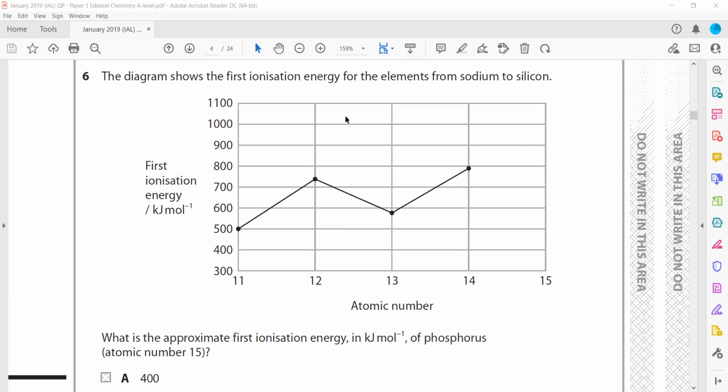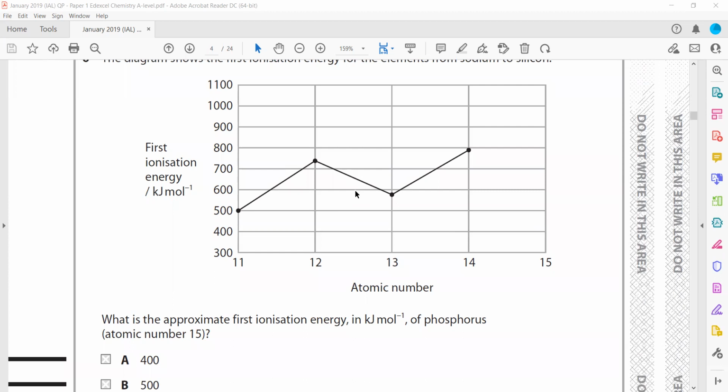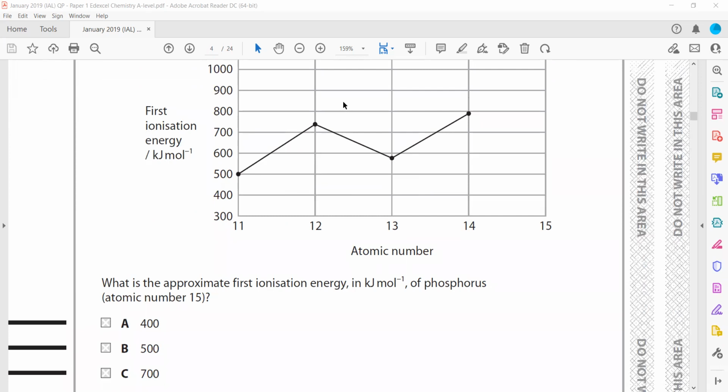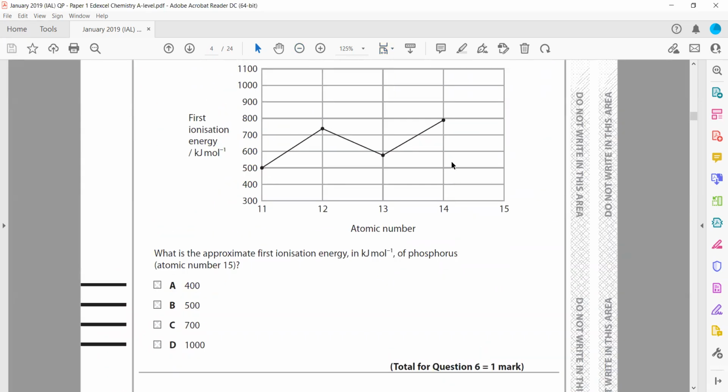The diagram shows the first ionization energies of the elements from sodium to silicon. What is the approximate first ionization energy of phosphorus, which has atomic number 15? Look, this is group 1, 11 is sodium, then group 2. When we move from group 2 to group 3, there will always be a drop. What is the reason for that? The orbital changes, so when the orbital changes, more shielding effect is there. That's why the ionization energy is smaller. Then this will be group 4.